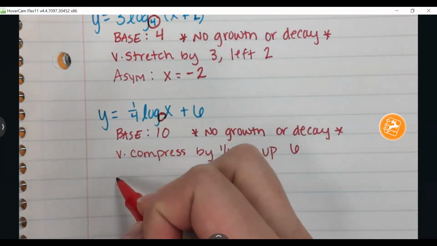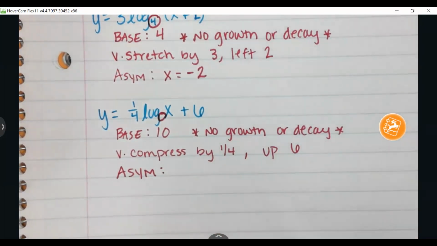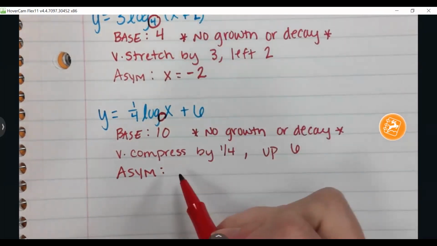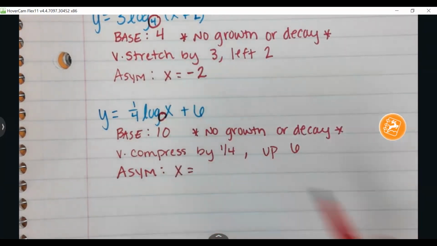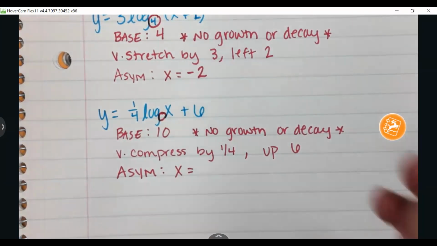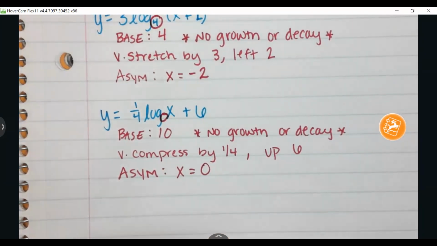And then the very last thing is your asymptote. It's a vertical asymptote, which means it cuts the x-axis. How did this graph move in the x direction? Did it move? No, so what number is it at? 0, very good. It starts at 0, and if it doesn't move, it stays there. Okay? Questions?